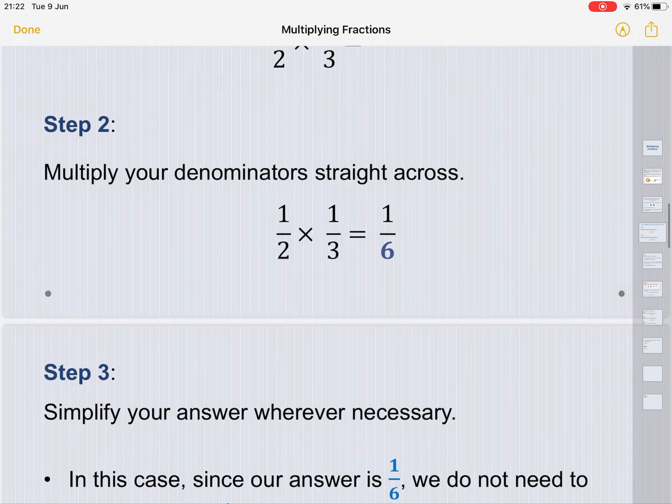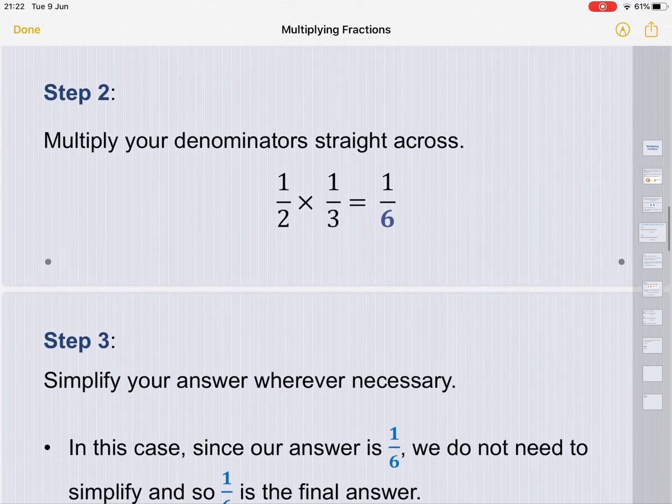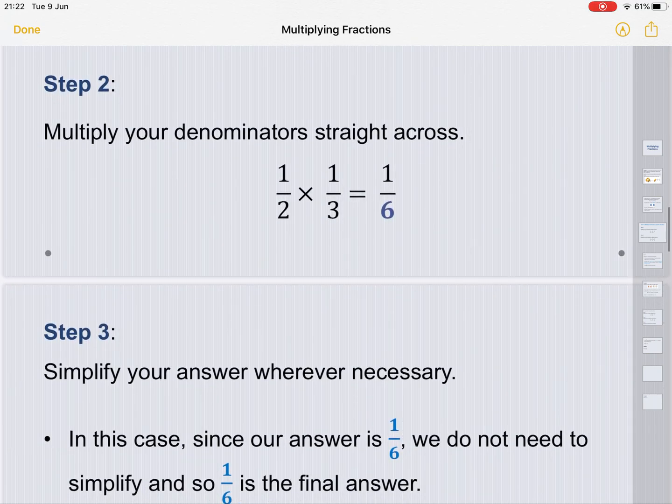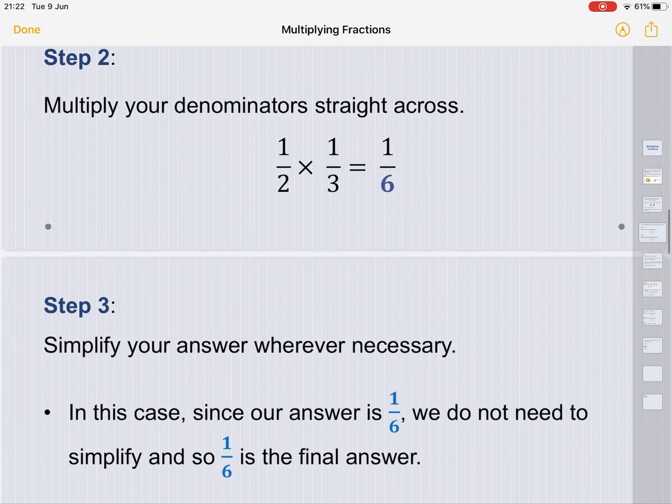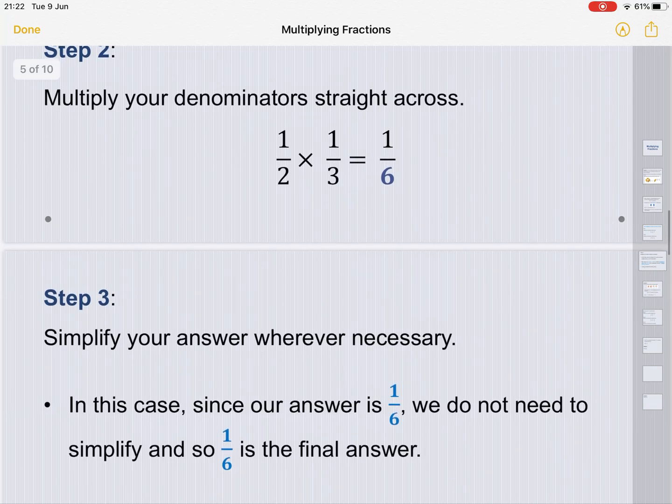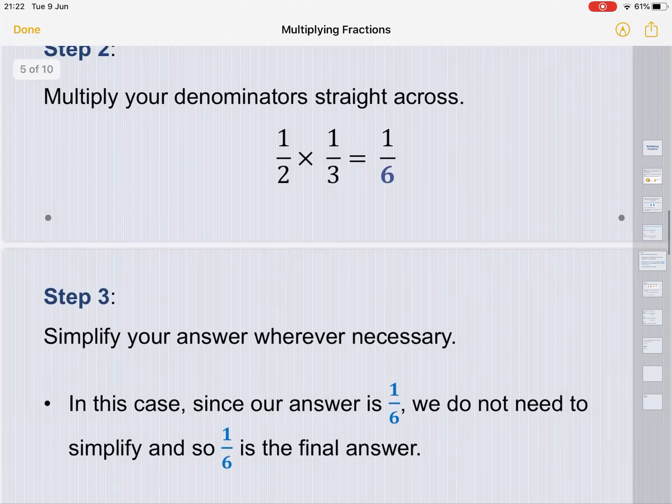We said before that it's like splitting the pizza into 6 equal parts, and both the sister and the brother will get 1 part out of 6. Okay? 1/6. Step 3, boys, is to simplify your answer wherever necessary. But in this case, 1/6 cannot be simplified further, so 1/6 is the final answer. Okay?